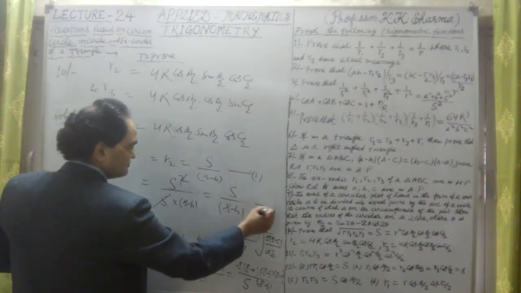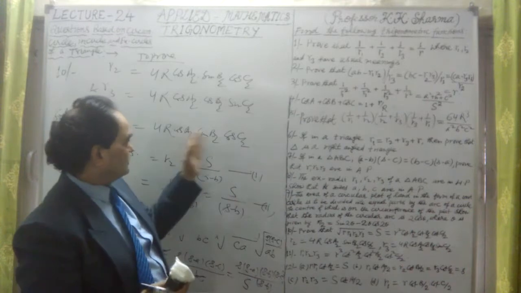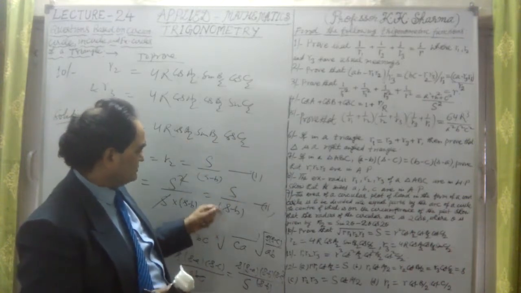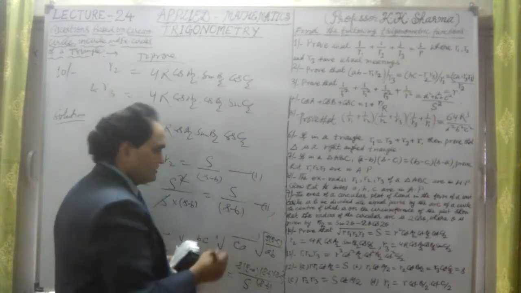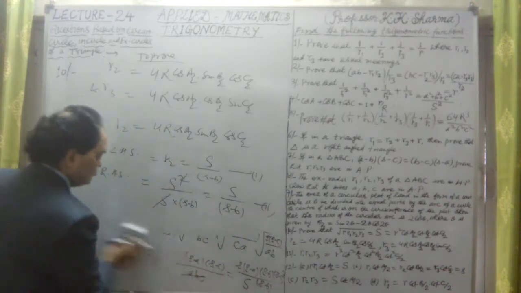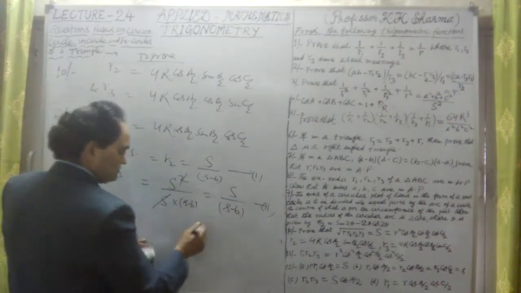This is the second equation. BC here, this is nothing but R2. The right hand side is also obtained as the same value, s upon s minus b. Same result, hence R2 is equal to this. Proved. From first and second, this is proved.